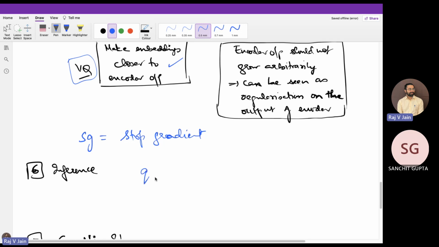Basically, we just want to find Q of Z given X. Again, this is deterministic. So ideally what we want is the K which gives me the argmin. That's it. That's the inference that we can do here.